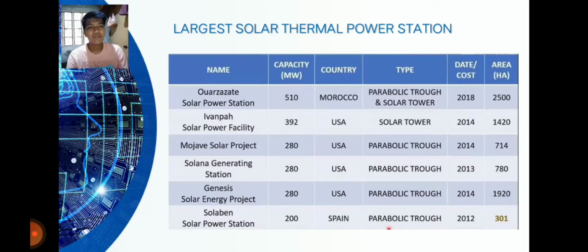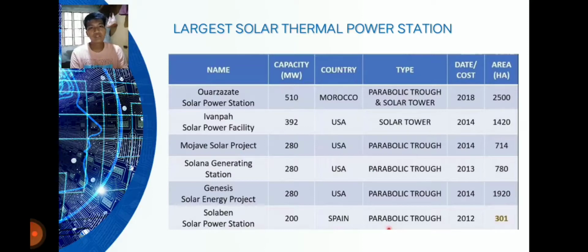So yung pangalawa is Ivanpah Solar Power Facilities. Meron siyang 392 capacity. Country niya USA, type niya solar tower. Date cost is 2014 and the area is 1,420. Pangatlo is Mojave Solar Project. So meron siyang 280 capacity. Country niya USA, type niya parabolic trough. Date cost 2014, area is 714.